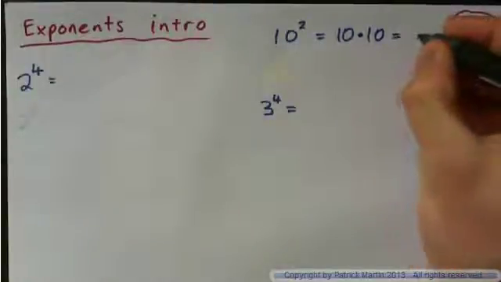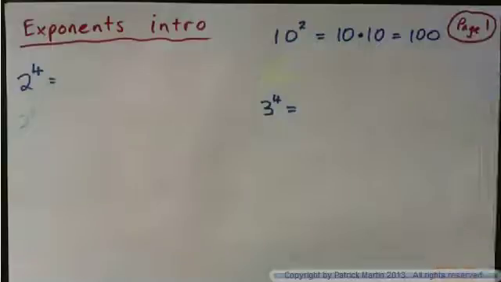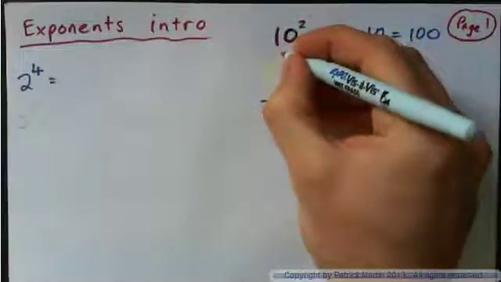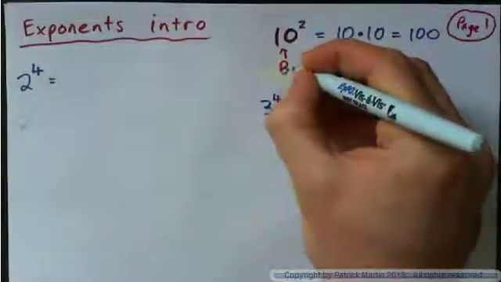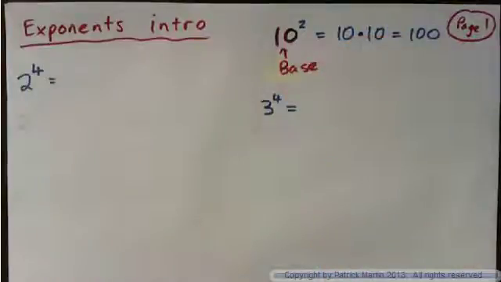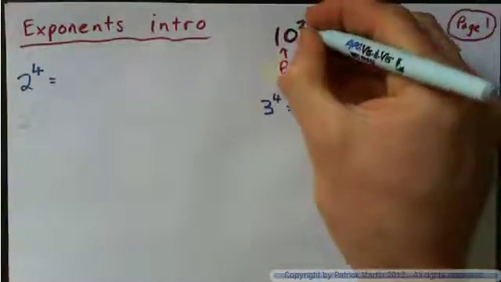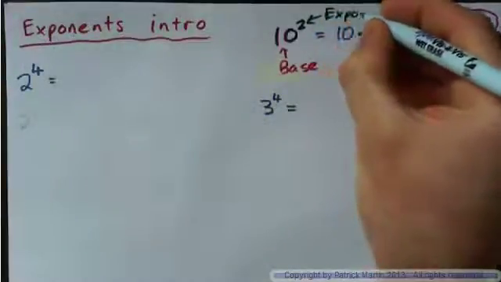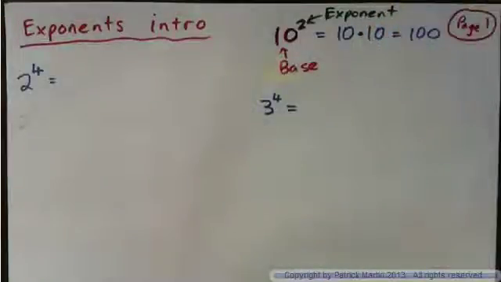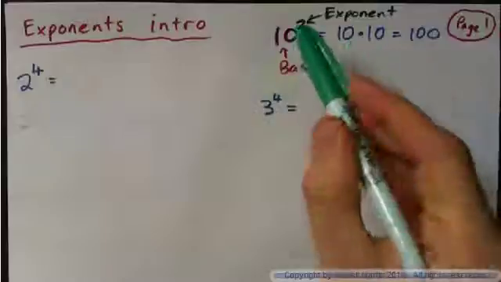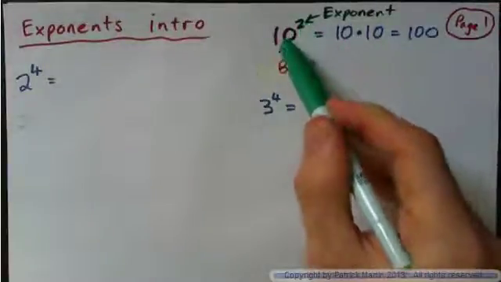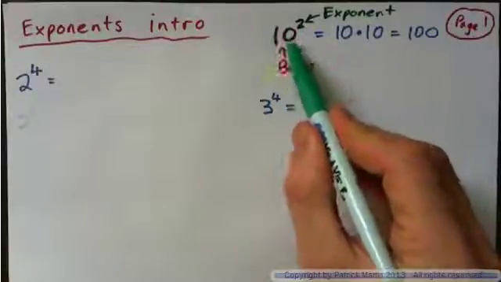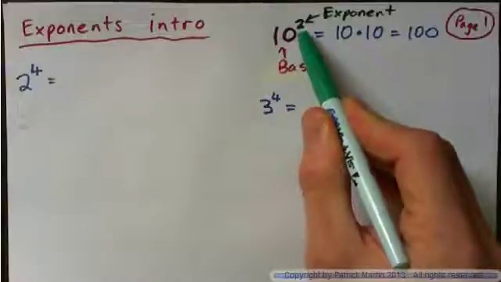which is 100. Now, in this expression, the number 10 is called the base, and the little number 2 in the top right corner is called the exponent. So, what is an exponent? It's a little number in the top right hand corner of another number, and it means multiply the base times itself as many times as this number is.